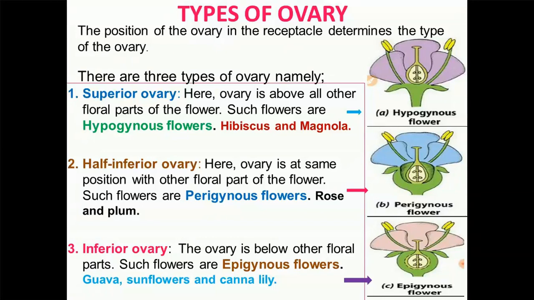So here we have the images representing the three types of ovary. Superior, above, so the ovary is above every other floral part. Half inferior, the same position, so the ovary is at the same position with other floral parts. Inferior ovary, below, so the ovary is below other floral parts. Please study them and try to also draw them yourself.